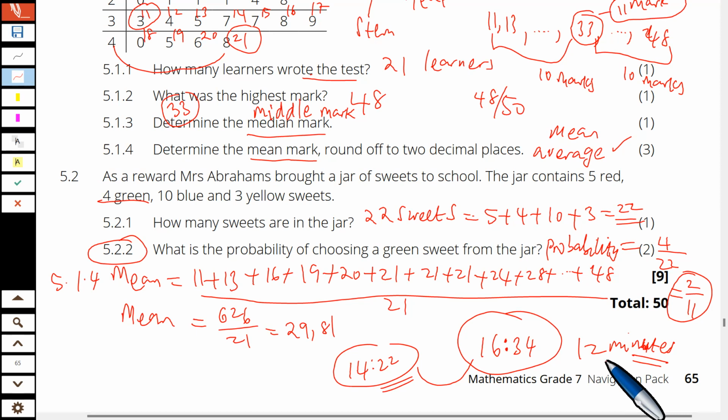I want to make sure that when you get to school, you know what's happening. You know how to calculate the average, the mean, the mode, everything.